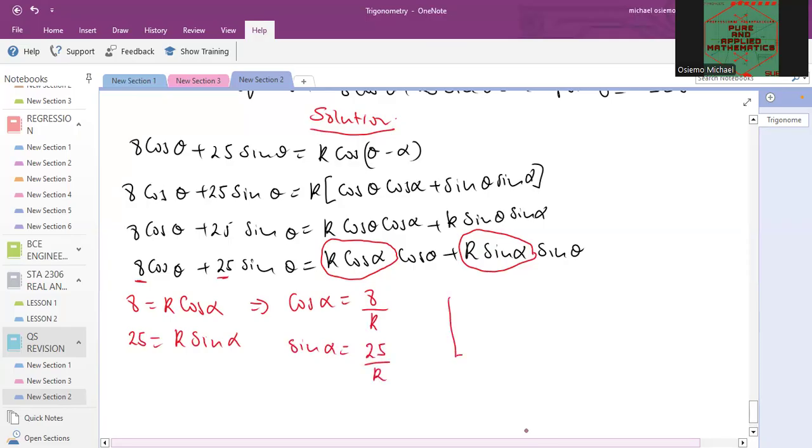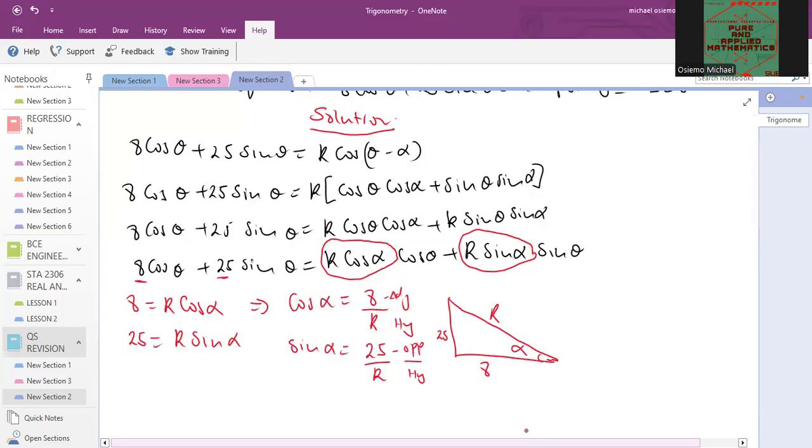And if you draw the right angle triangle, with this one here being our alpha, then we know that cos alpha is equal to adjacent over hypotenuse. So our adjacent will be equal to 8. And then sin alpha is equal to opposite over hypotenuse, so the opposite is 25. And the hypotenuse will be equal to R, because 8 is adjacent over hypotenuse, which is R, and 25 is opposite over hypotenuse, which is R.